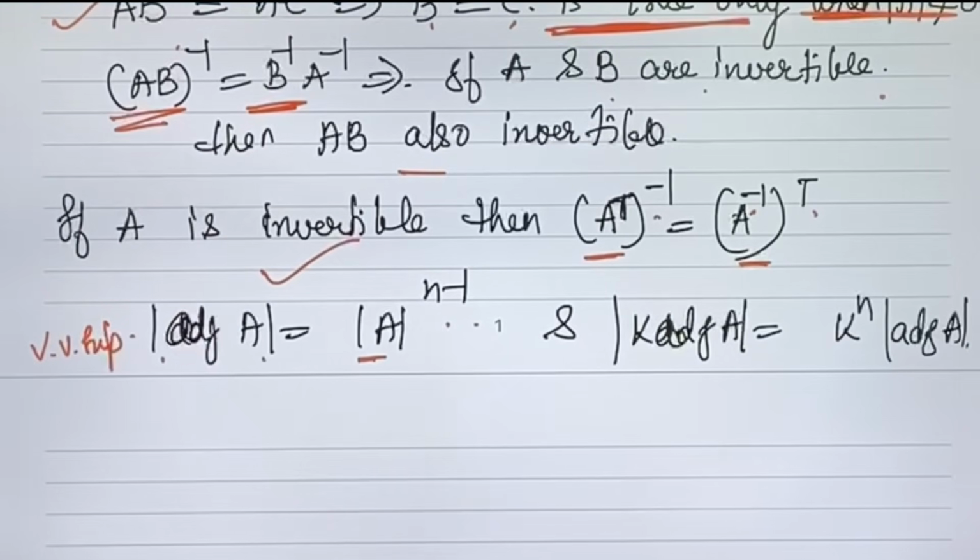Okay. Now, K of adjoint of A. K means constant. Constant means any number you are taking. K to the power n into adjoint of A. All of you got the concept? Now we are going to start questions based on these topics.